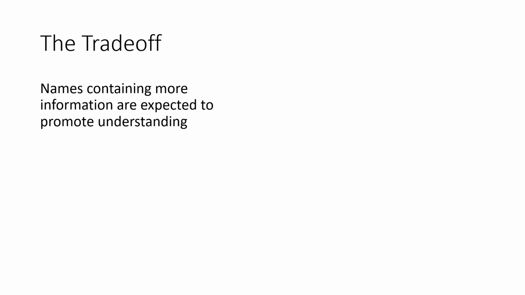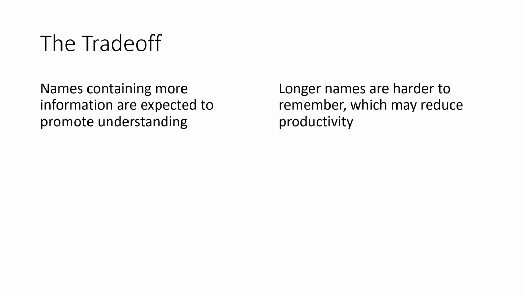In more detail, names are important for understanding. Longer names which contain more relevant information and are presented in a more readable form can be expected to promote understandability of code. But working memory is limited, so longer names may be harder to remember. This means that developers will need to check the names of objects they use, which may lead to reduced productivity. So maybe names should have a limited length.